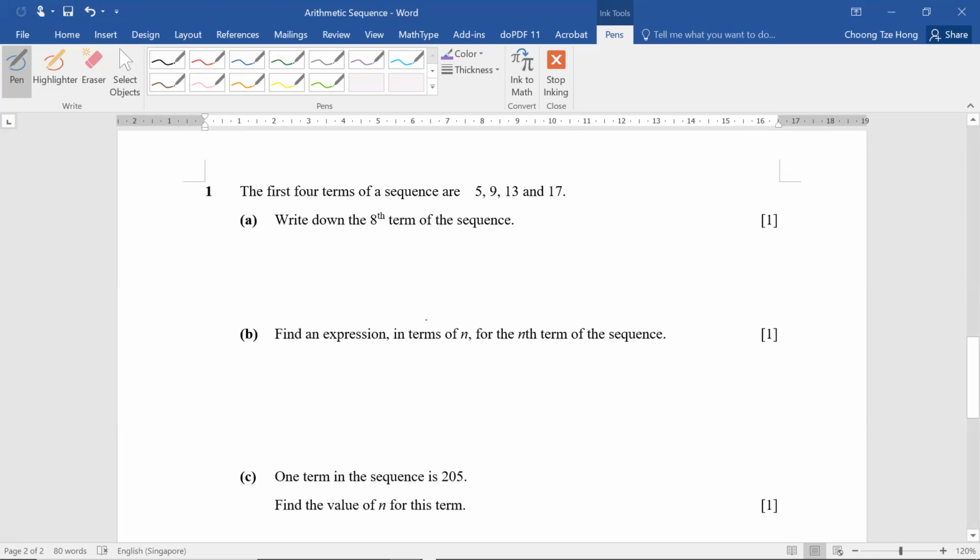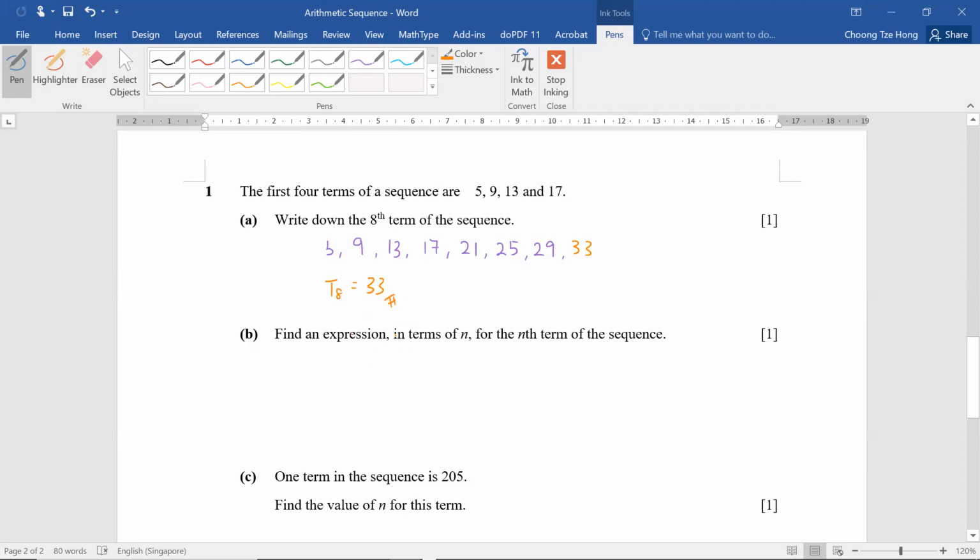The first 4 terms of a sequence are 5, 9, 13, and 17. Write down the 8th term. This one is not difficult. The first term is 5, plus 4 to get 9, 13, then 17. So the pattern is you keep on adding 4. The 5th one will be 21, 6th 25, 7th 29. And the answer that we want, you will write in orange, will be 33. So the 8th term will be 33. This will be the answer.